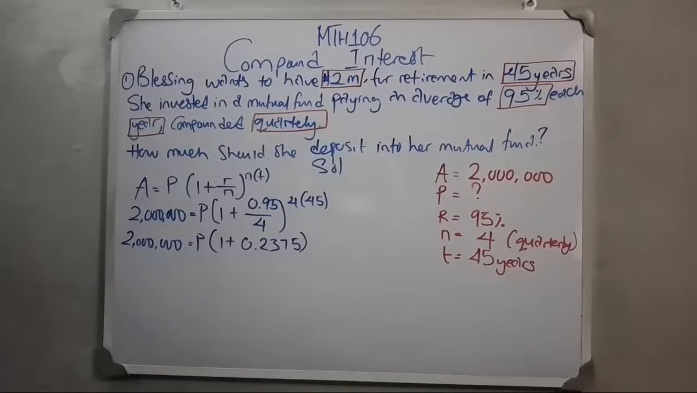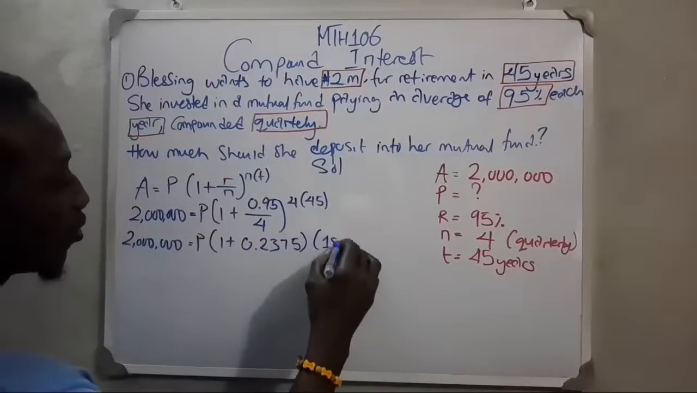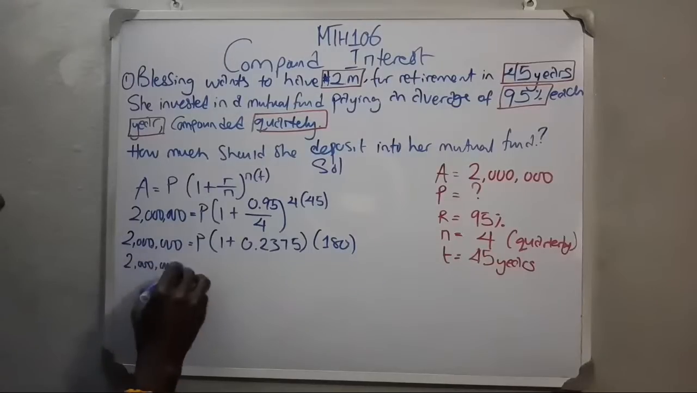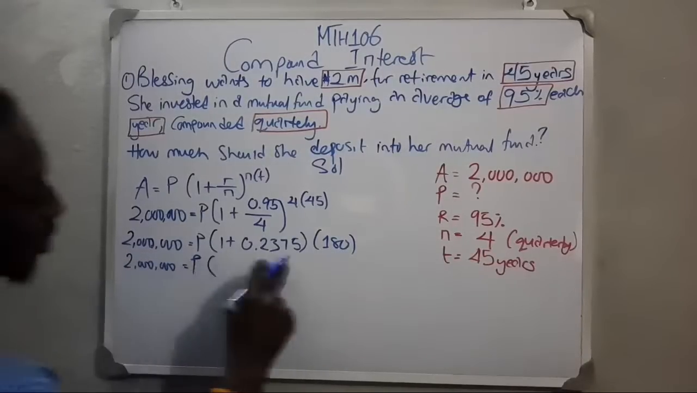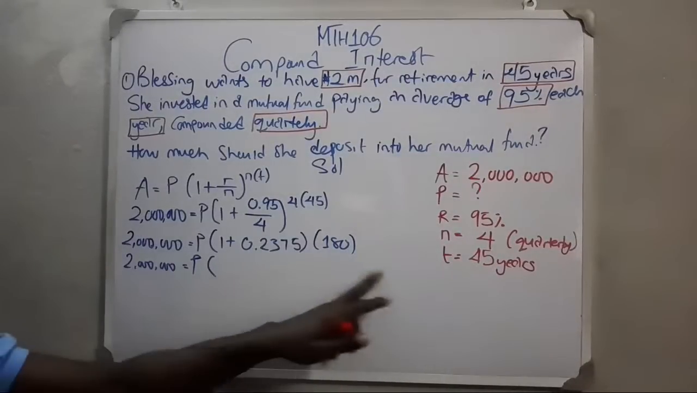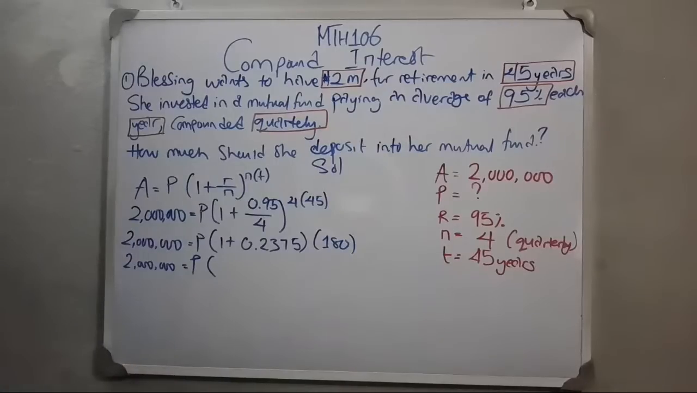That's 4 multiplied by 45. Alright, thank you, Ms. Titi. She said 180. Thank you for that. So we have 180. From here we can plug it in directly. We have our P. Now we can do this addition, and whoever is doing the addition should also multiply by what we have in the bracket.